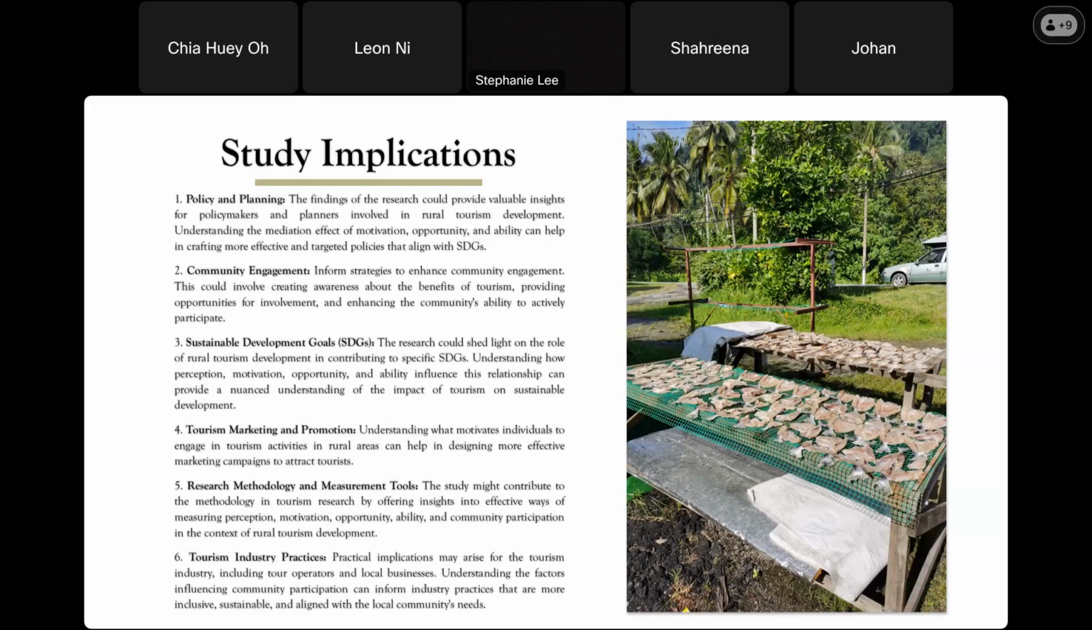On the right side of the picture, as you can see, this is one of their businesses where they sell ikan masin, dried salted fish, but it's on a very small scale.